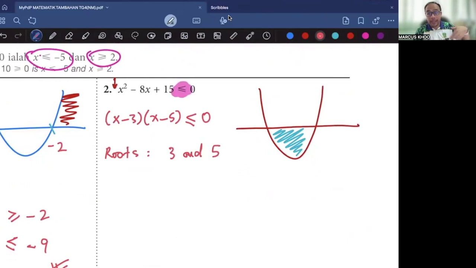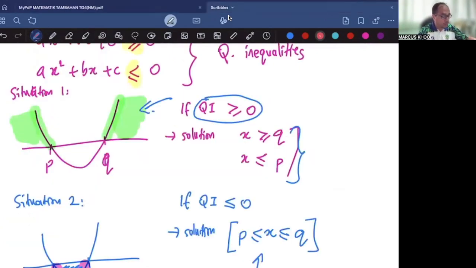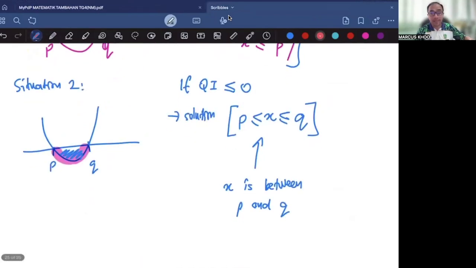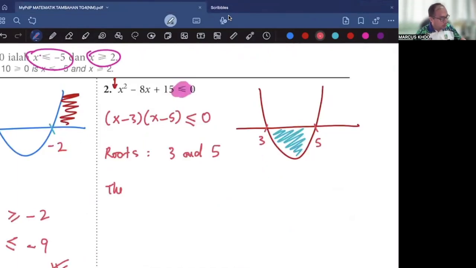Okay. Then the next thing you do is to put the 3 and the 5 in. So 3 is on the left, 5 is here. Now, since the part that we want is less than 0, let's take a look. Less than 0 is this kind of answer. X is in between the number on the left and the number on the right. So the range of values is x is in between 3 and 5.